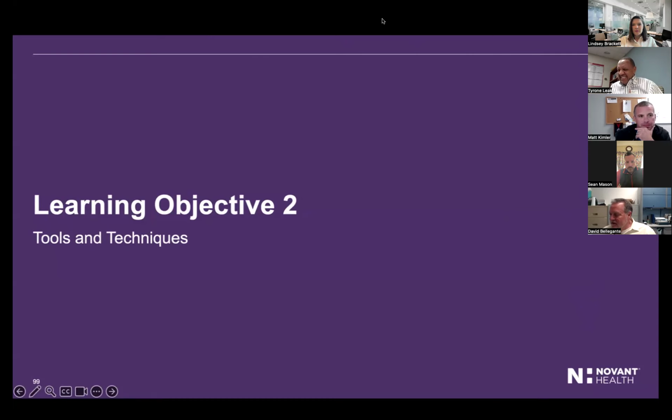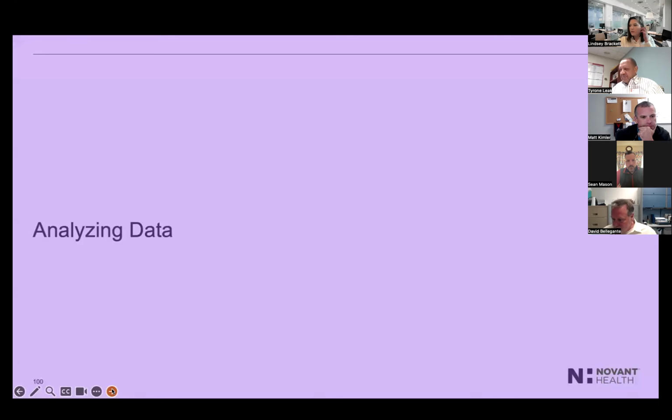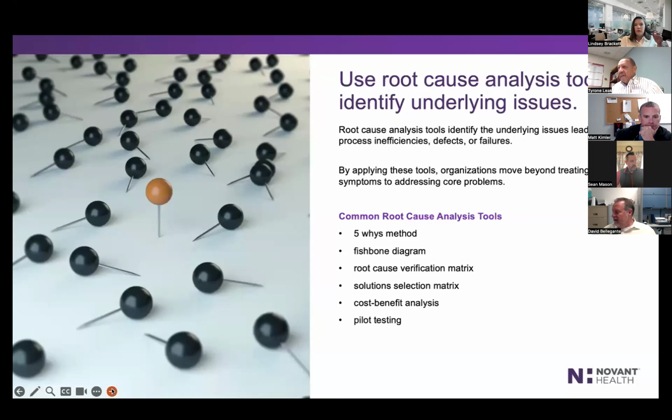The learning executive tool. So we're going to go over tools and techniques for process improvement. So analyzing data. Analyzing, as you know, is part of the tools. This is where we gather our information. And there are 2 sections that we break analyzing data into: display data and analyzing data.